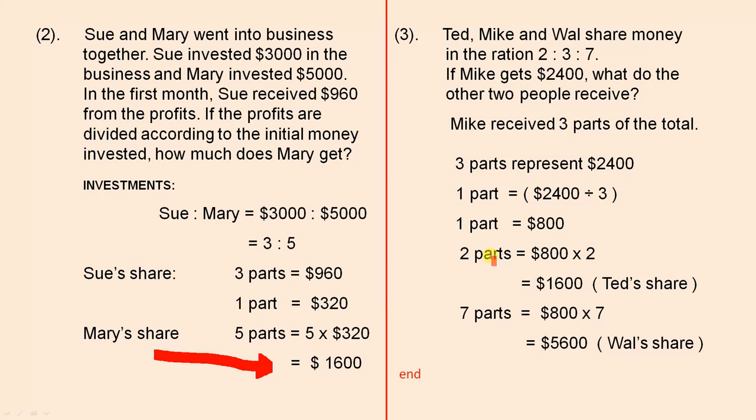Therefore 2 parts will be $800 by 2, and that's $1,600. That's Ted's share, because he was mentioned first. 7 parts will be $800 times 7, which is $5,600, and that's Wal's share, because he was mentioned third.